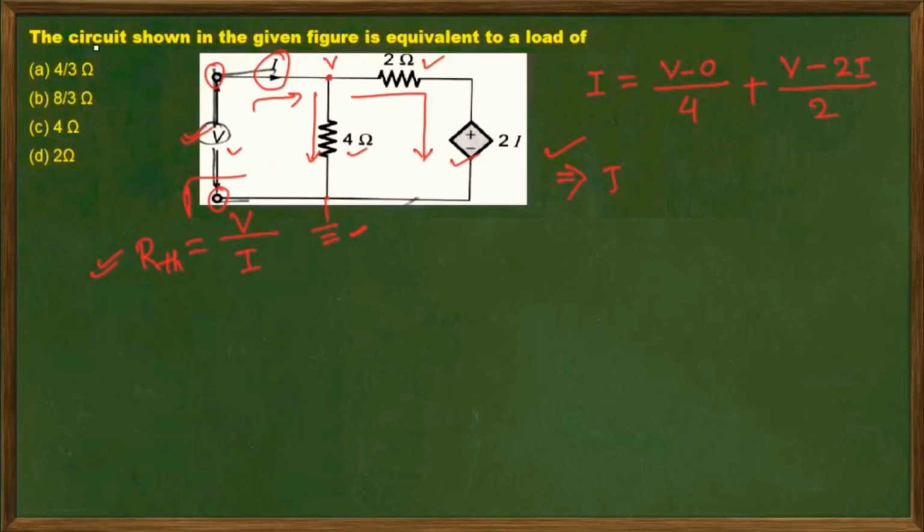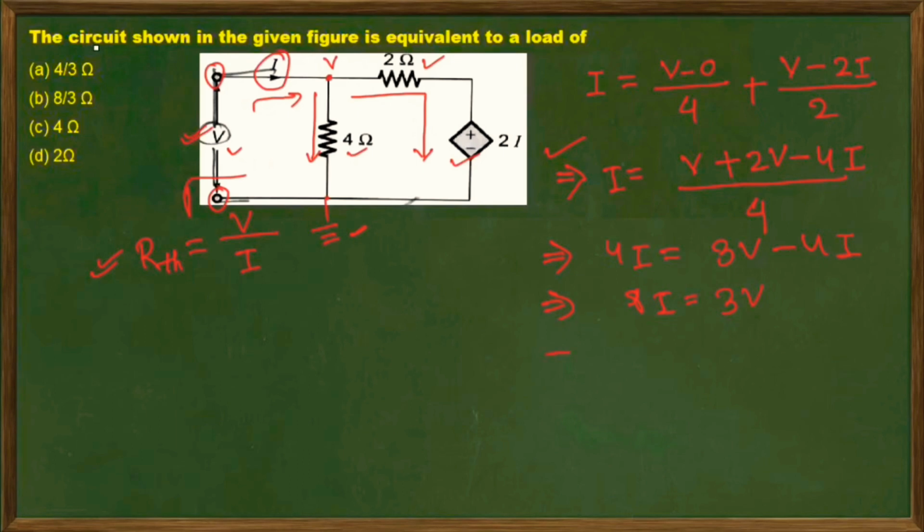This implies that I equals, here LCM is 4, so V plus 2V minus 4I. By solving, this is 4I equals 3V minus 4I. So here this is how much? This is 8I equals 3V. This implies that your V by I ratio will be 8 by 3 ohm. So here the equivalent resistance between these 2 points equals 8 by 3. So your option B is your right answer.